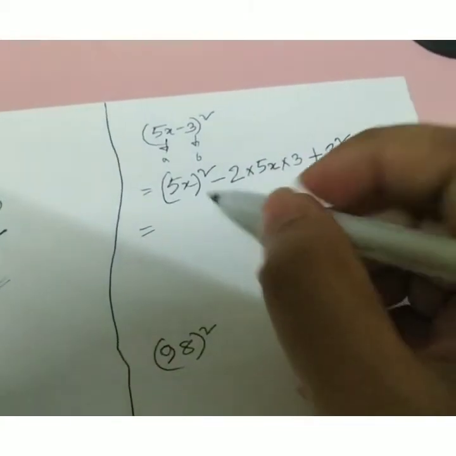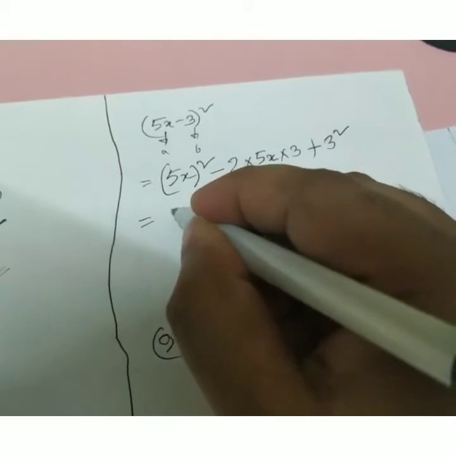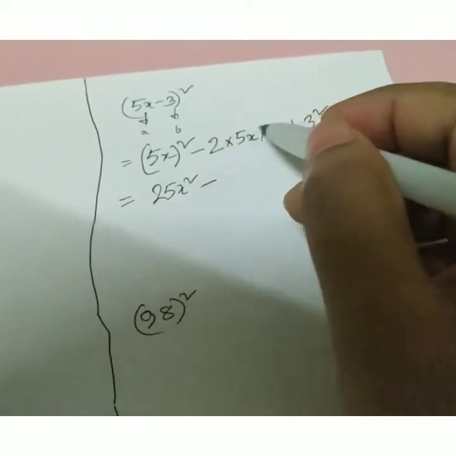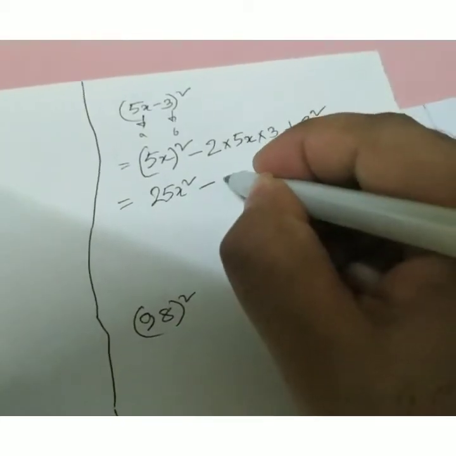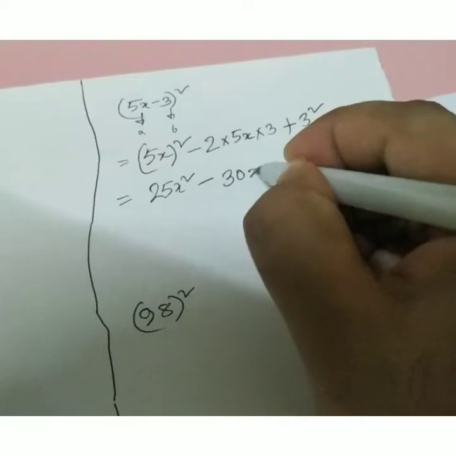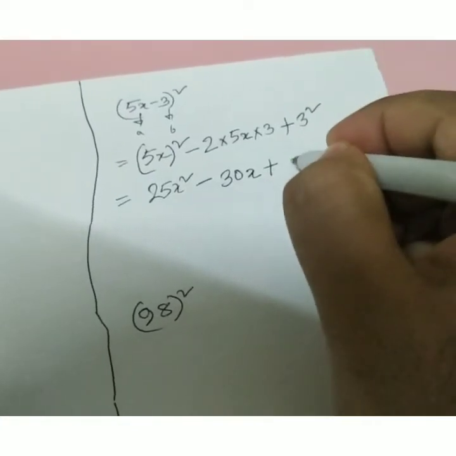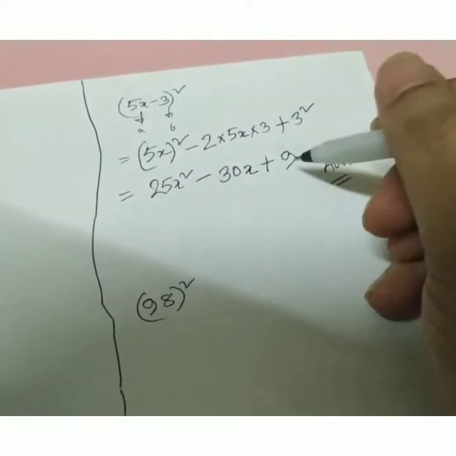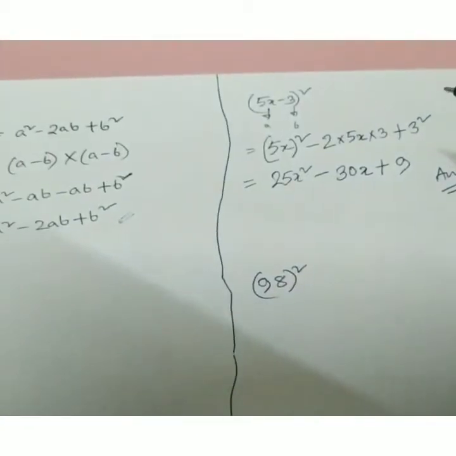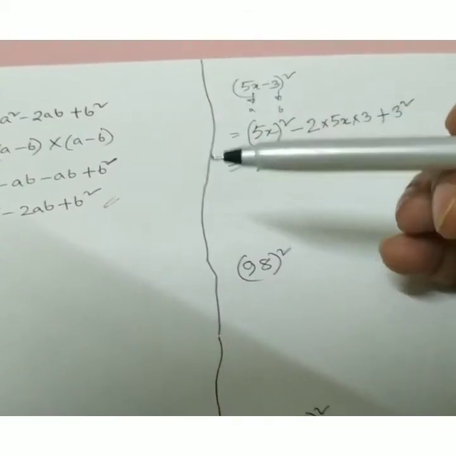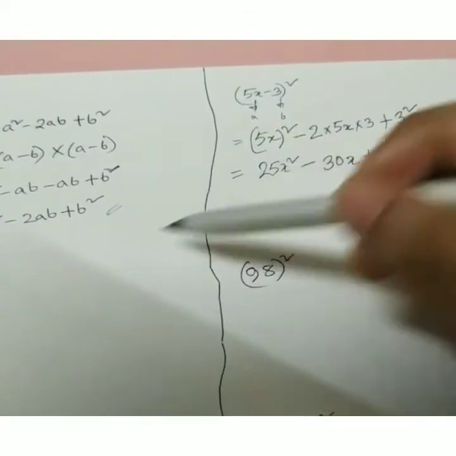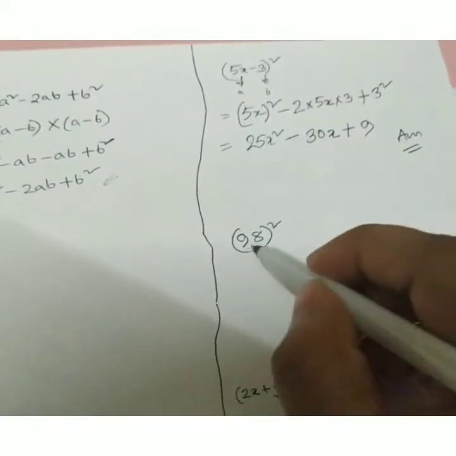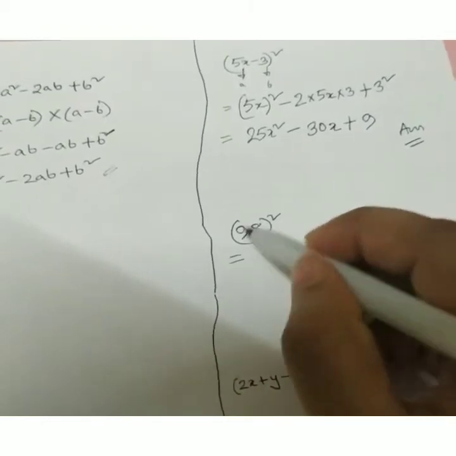So what do we get? 5 square is 25 and x square is x square, minus 2 into 5 is 10, 10 into 3 is 30, so 30x, plus 3 square is 9. So this is my required answer, 25x square minus 30x plus 9. Okay, quite similar to formula 1, but here there is a minus, because the formula also has a minus. So 98 square, how will I break it up? I'm sure you can do this now.